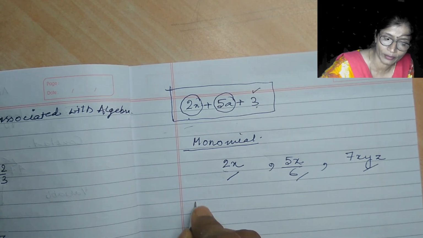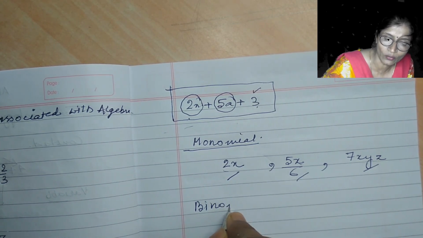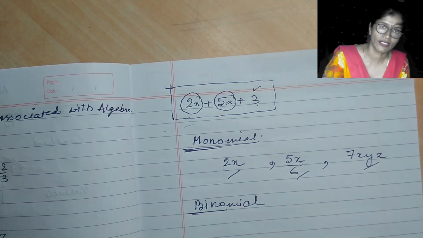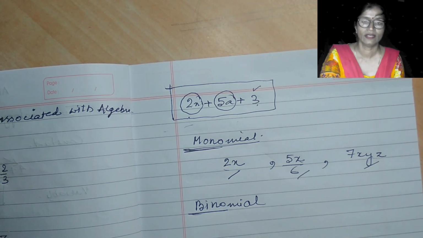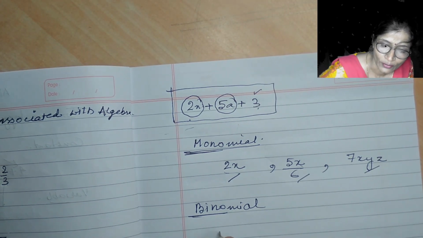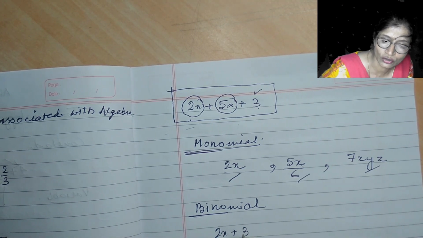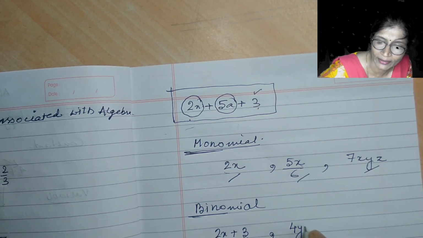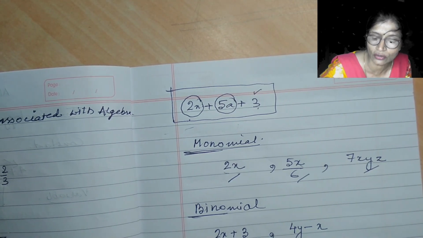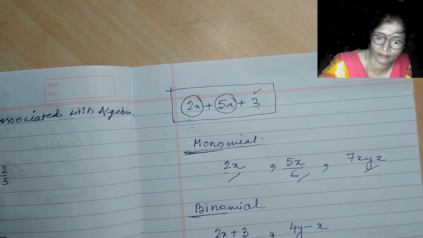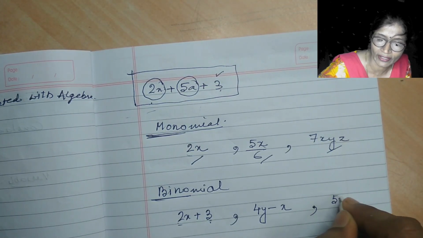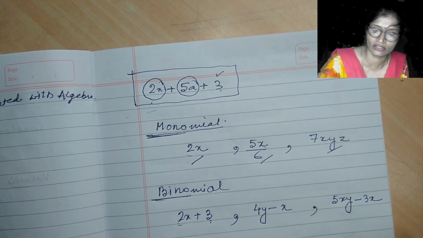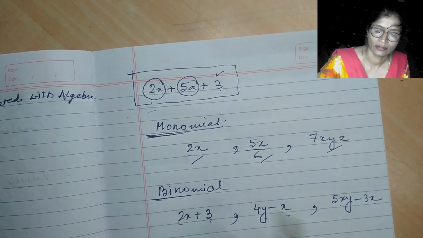Next one, binomial. Mono means one, that is why one term. Binomial means in an expression two terms are there. Suppose I write 2x plus 3, so 2 terms are there, so this is a binomial. Again I write 4y minus x, this is also a binomial because here 2 terms are there. Or I write 5xy minus 3x, that is also a binomial because 2 terms are there in each expression.